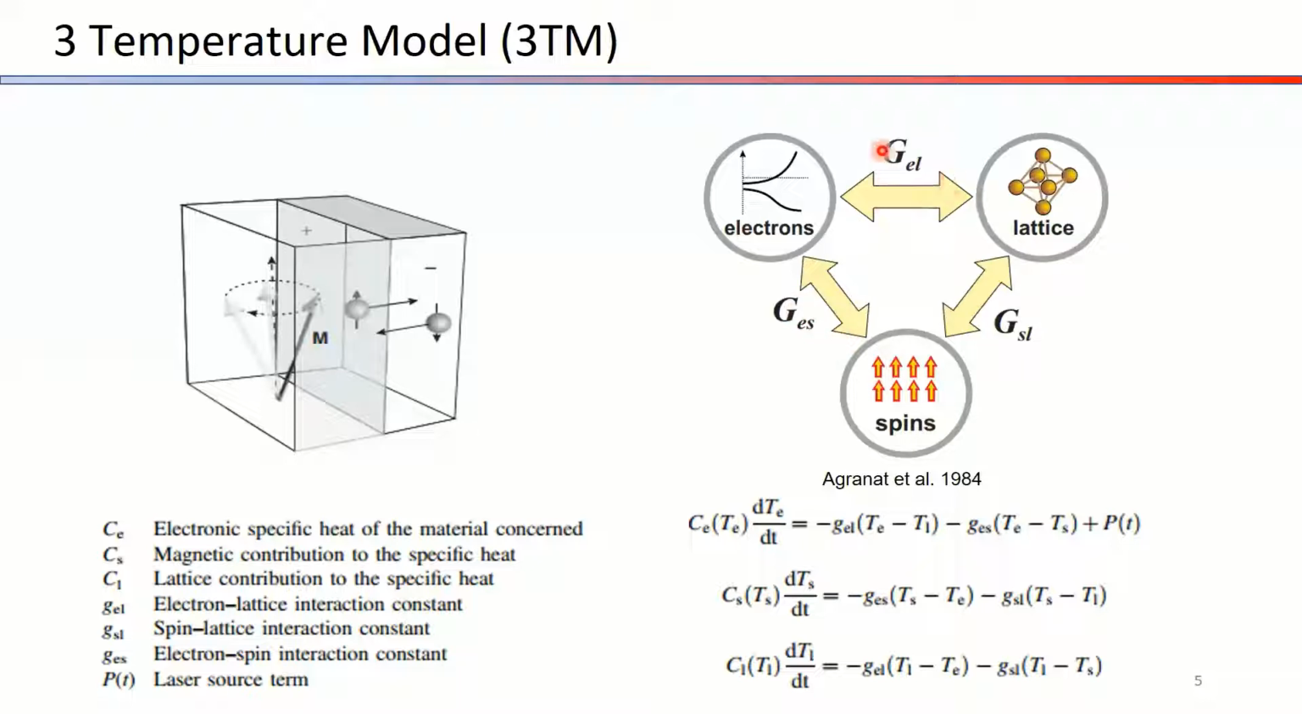This is the interaction constant between the electron and the lattice. This is the interaction constant between the spin and the lattice, and this one is the interaction constant between the electron and the spin. So in the 3TM, it has different temperatures for the electron, the lattice, and the spin. After the pump laser excitation, the magnetic film has a non-equilibrium electron distribution, and it cannot be described by the Fermi-Dirac distribution. So the energy absorbed from the femtosecond laser will create hot electrons within the system. And the 3TM describes the process of reaching energy equilibrium during the ultrafast demagnetization and recovery of the magnetization back to equilibrium conditions. And this is represented in this equation.